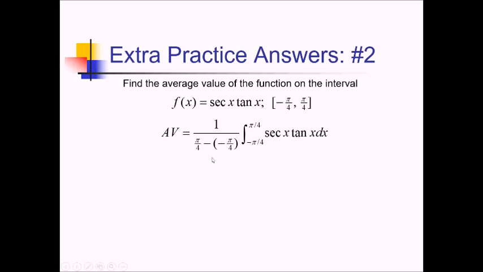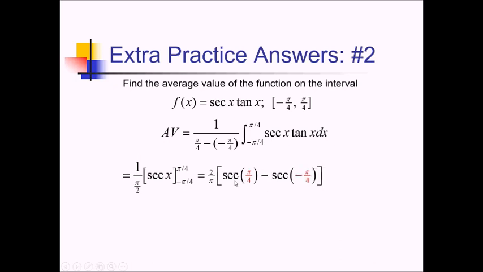Cleaning this up a little bit, this down here is really going to be 2 pi over 4, which is really pi over 2 down there. And we need the antiderivative of secant of x tan of x, which conveniently is just going to be secant of x, and we're evaluating that from negative to positive pi over 4. So this is really 2 over pi if I flip this out here. And I'm going to be multiplying that now by parentheses. So inside we've got secant of pi over 4 minus secant of negative pi over 4.